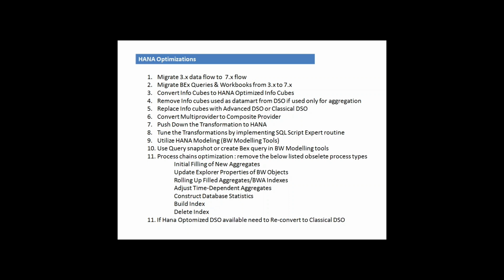And remember, there's no concept of HANA optimized DSO. If you already migrated in 7.3, you have to reconvert them back to what? Standard DSOs. These are the points you can think of.